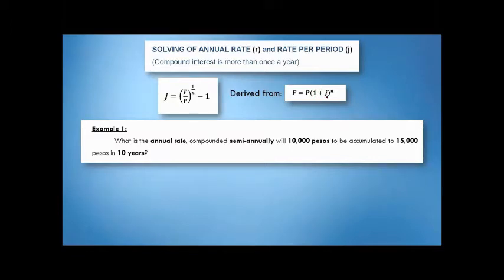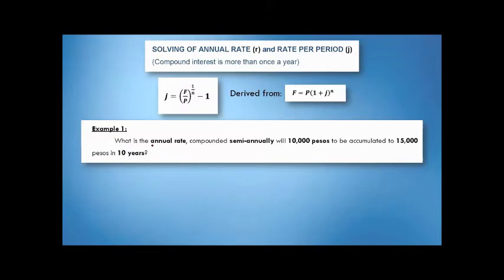Dahil J ang hinahanap natin, i-derive muna natin siya para ma-isolate yung J. Ito na yung kalalabasan niyang formula. So, small j is equals to the quantity of F over P raised to 1 over N, minus 1. Yung 1 over N, exponent siya ng buong F over P. From there, dyan na rin natin kukunin yung sagot sa annual rate kasi kailangan muna merong letter J. Makikita natin siya sa ating solution sa examples.